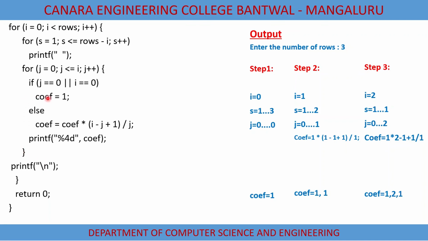J becomes 2. Still the loop is active. It comes back here in the condition. J is not equal to 0. I is not equal to 0. It goes to the else part. Here it performs the calculation. As the previous coefficient value is 2, it performs 2 into 2 minus 2 plus 1 divided by 2, which results into 1. So the 1 is printed as the coefficient value. Again the J value is incremented. In this case J will become 3, which will come out of the loop.